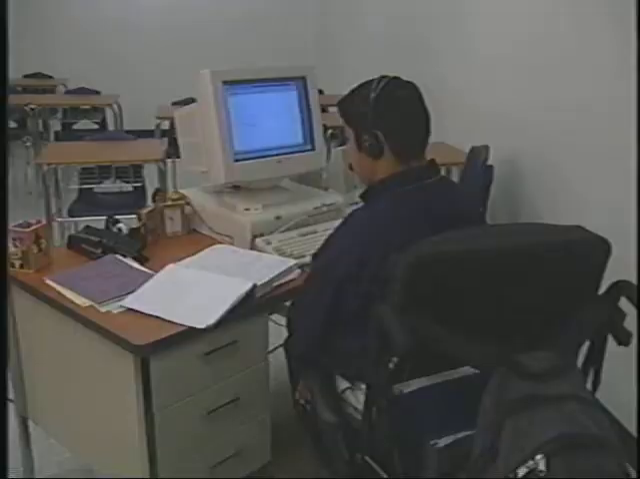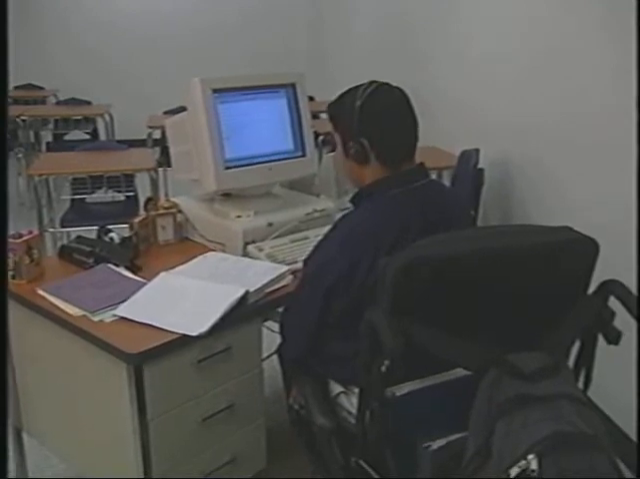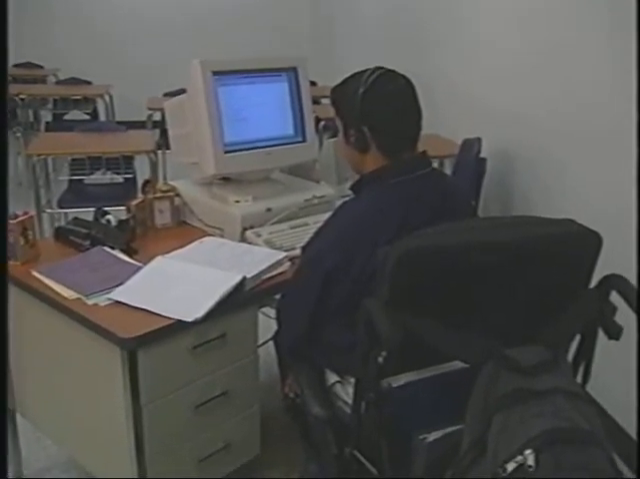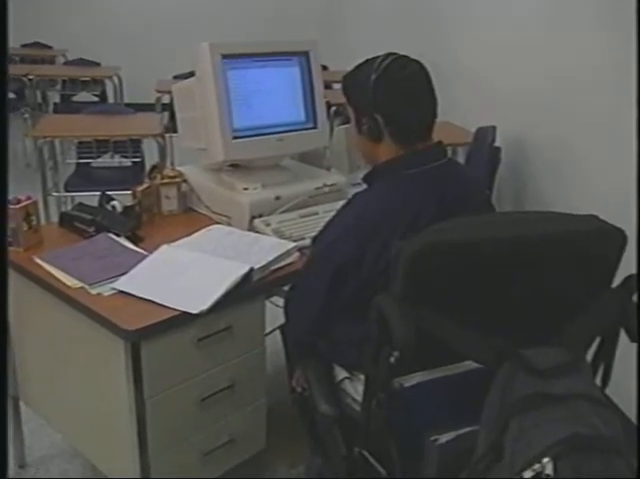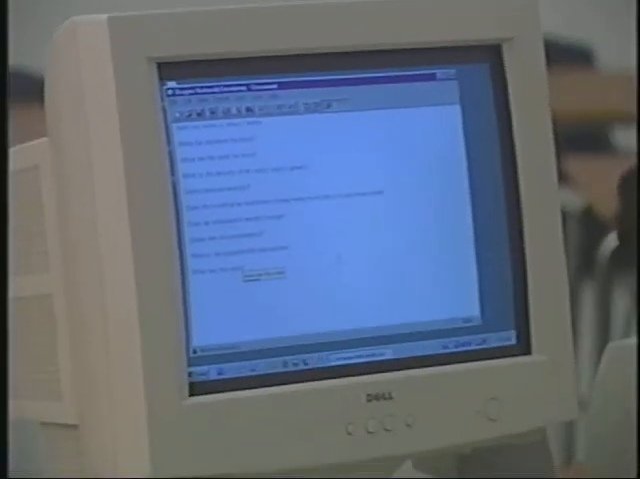I checked with him every once in a while to see how it was going, and he said, "I'm doing my homework on it." Whenever I do work on the Dragon Naturally Speaking, it's basically assignments that are long, like essays or stories or outlines, things that require a lot of writing.